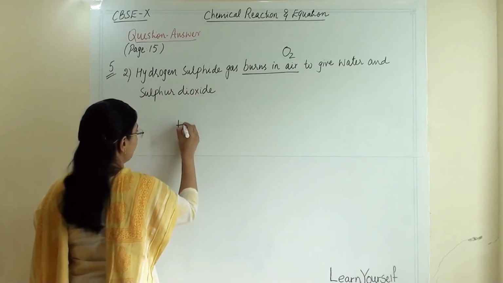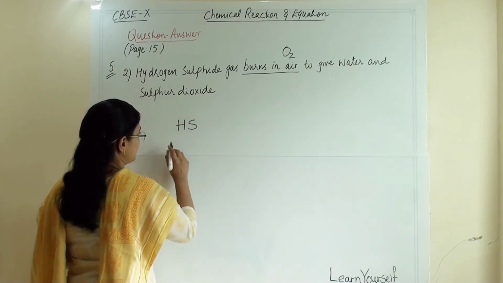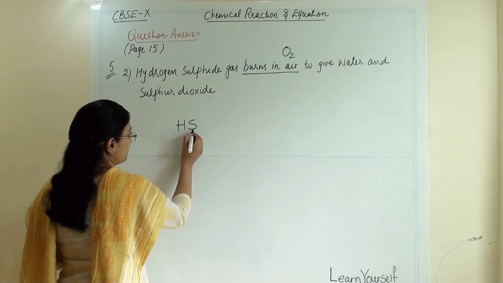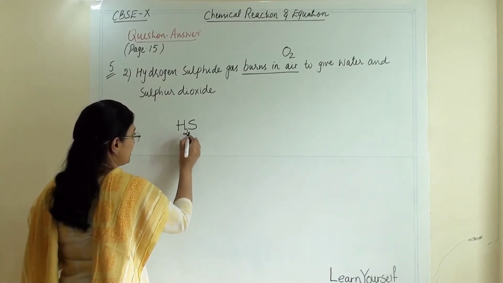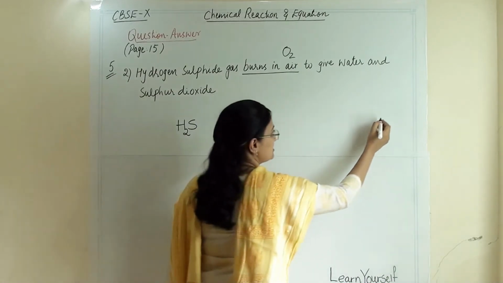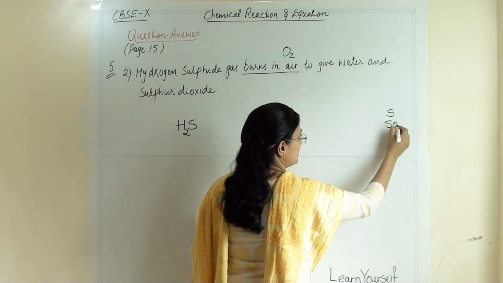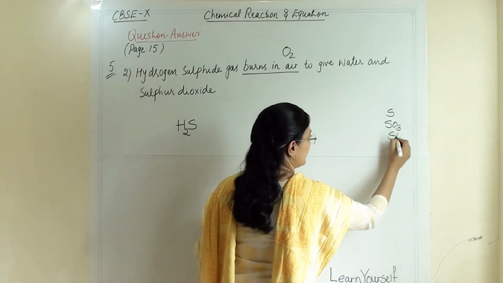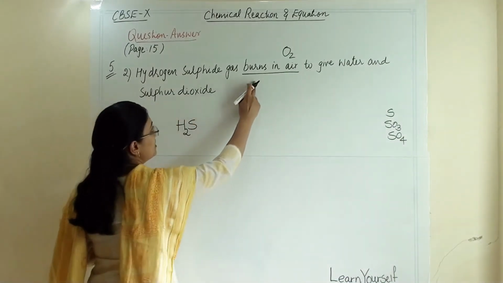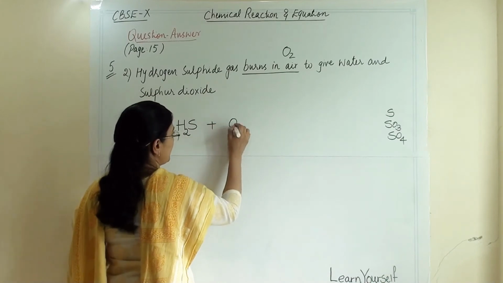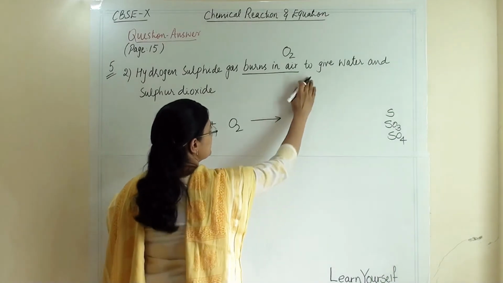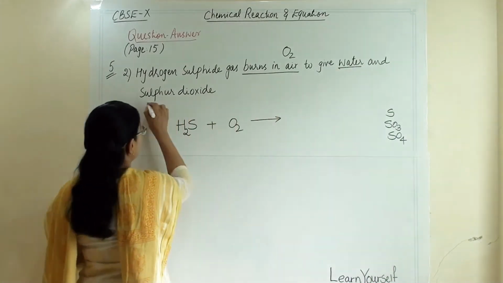So hydrogen sulfide, H and S. Now S is sulfide, its valency is 2, so it will be H2S, hydrogen sulfide. S is sulfide, SO3 is sulfite, and SO4 is sulfate. Now burns in air, that means it is a reaction with oxygen. Then it will give us water and sulfur dioxide.